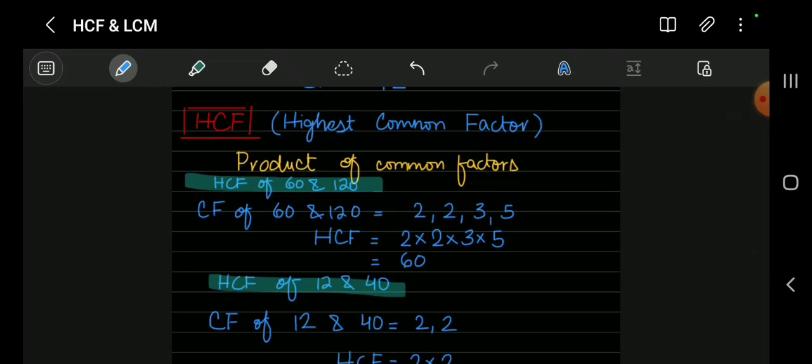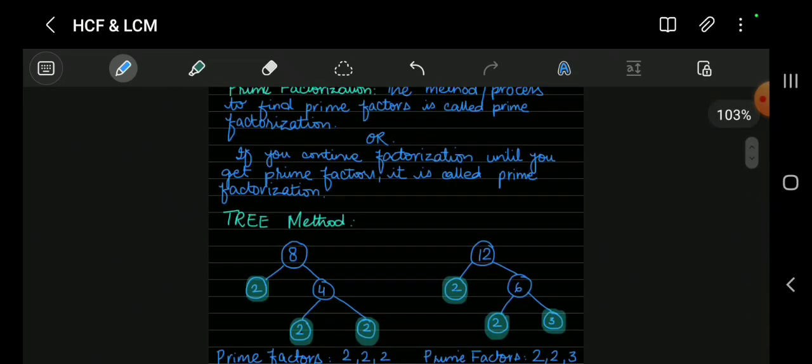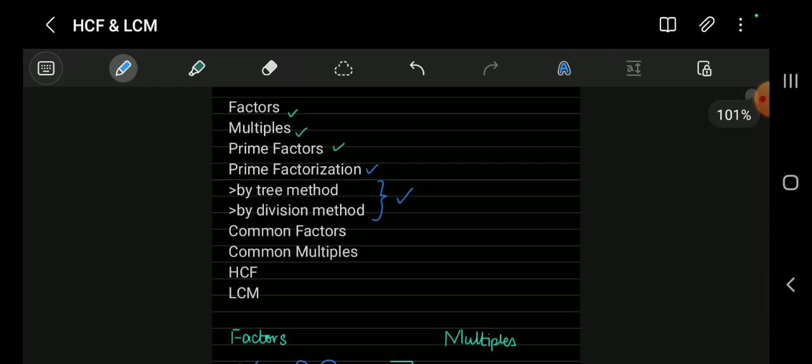Okay, this is your HCF thing. We are only left with one thing, that is common multiples and LCM. So let's discuss first common multiples.